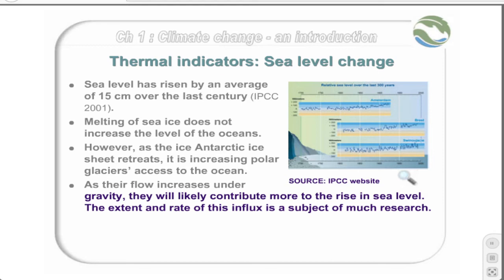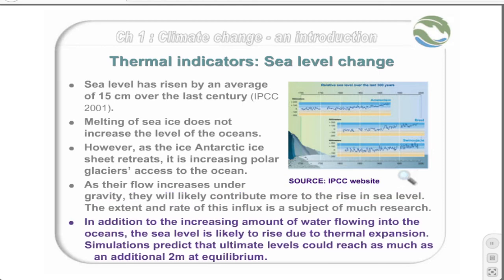In addition to the increasing amount of water flowing into the oceans, the sea level is likely to rise due to thermal expansion. Simulations predict that ultimate levels could reach as much as an additional 2 meters at equilibrium.